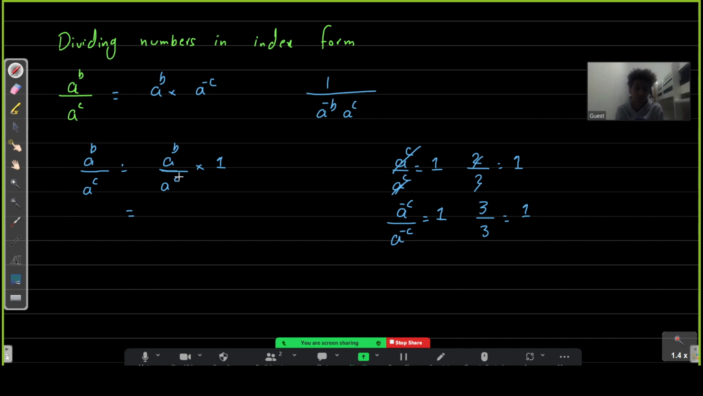Why am I going to write this here? Because I wanna remove this a power c in the denominator. A power b over a power c multiply by a power minus c over a power minus c. So now I'm gonna multiply numerator with numerator and denominator with denominator. First of all, I'm gonna write down the numerator a power b into a power minus c, and in the denominator I'm gonna write down a power c into a power minus c.